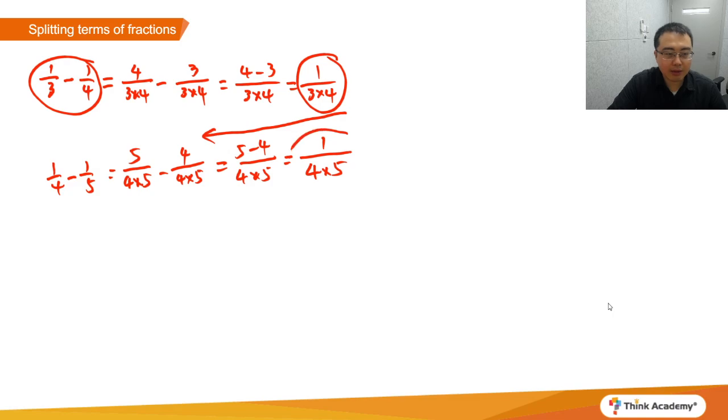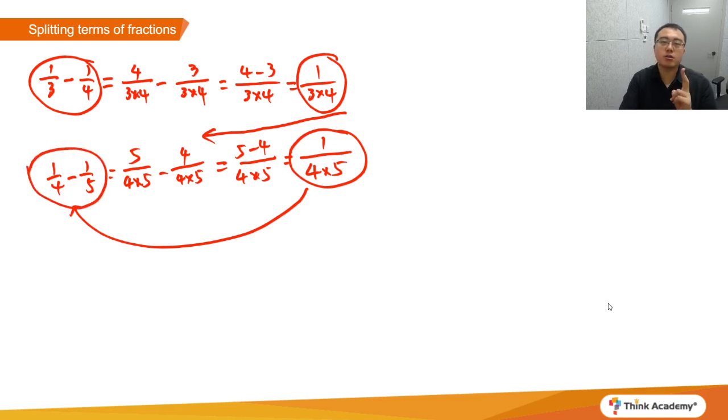So again, I successfully split one fraction into the subtraction of two fractions, right? So it's called splitting terms of fractions. And then if I give you 1 over 9 times 10, do you know which two fractions this fraction equals the subtraction of? Well, it equals 1 over 9 minus 1 over 10, right? So this is the splitting terms of the fraction, okay?